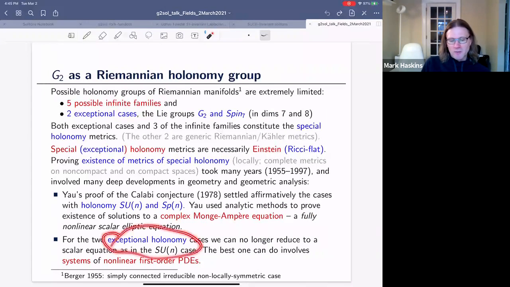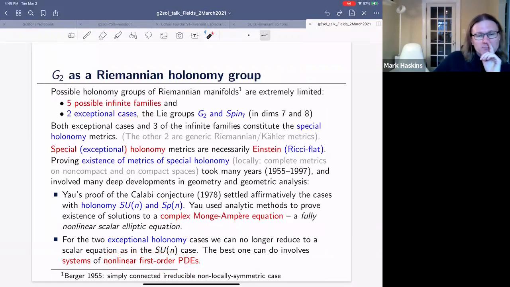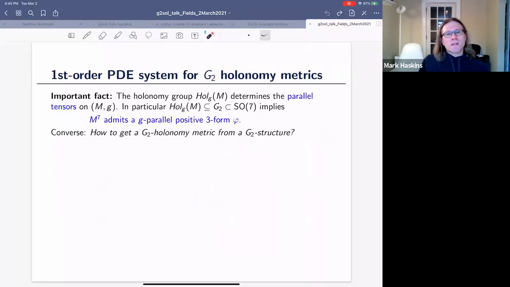In the exceptional holonomy cases, there is no known way to reduce to a scalar equation like this. Rather, the best that is known is a system of nonlinear first order PDEs. So I'll just say something very briefly about what happens in the G2 case.